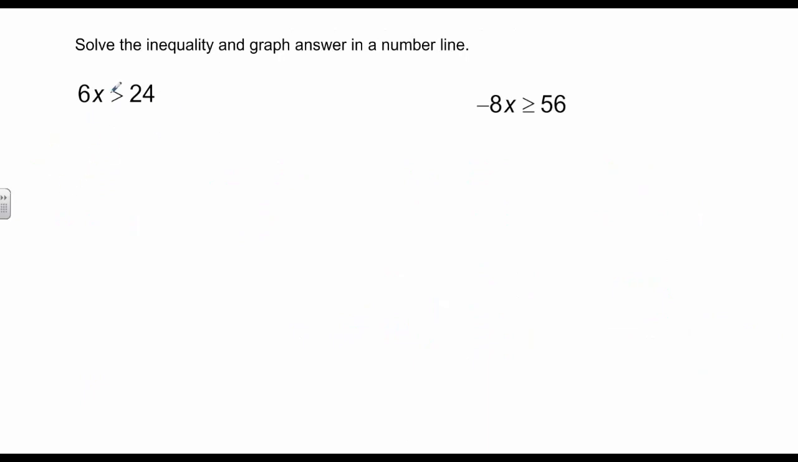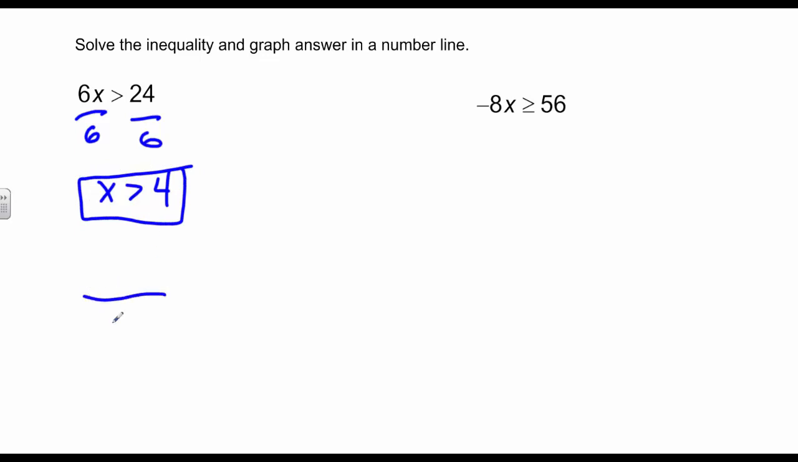So let's do a couple of problems. Here's a problem. We have to solve this. Divide both sides by 6. Now notice I'm dividing by a positive 6. So the inequality statement will hold true when I divide by a positive. There's my algebraic solution. Here's 4 on a number line. It's not including 4 in my solution, so I open circle going to the right.